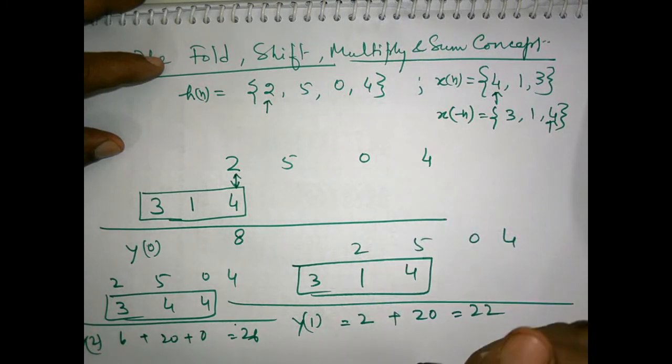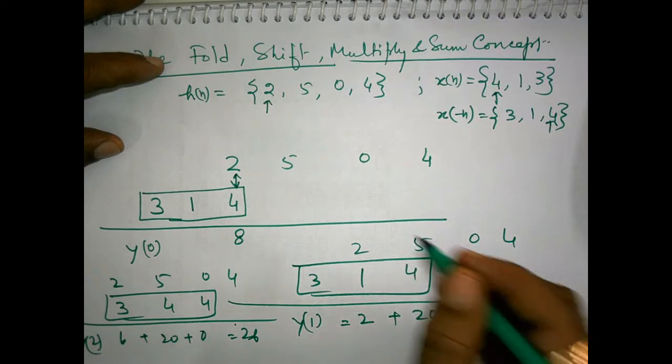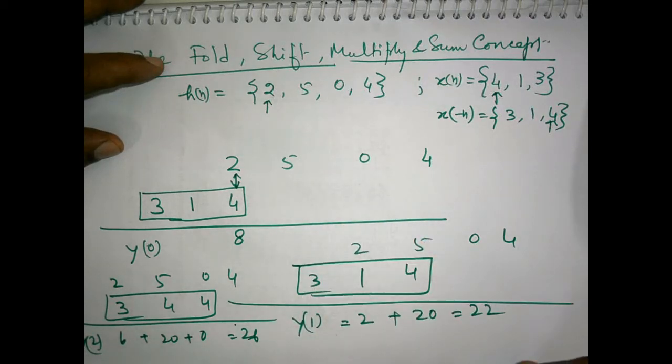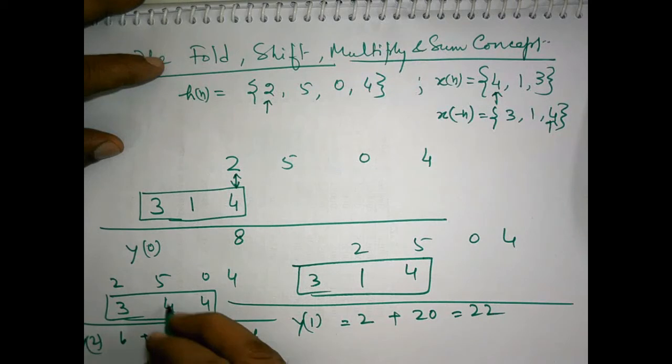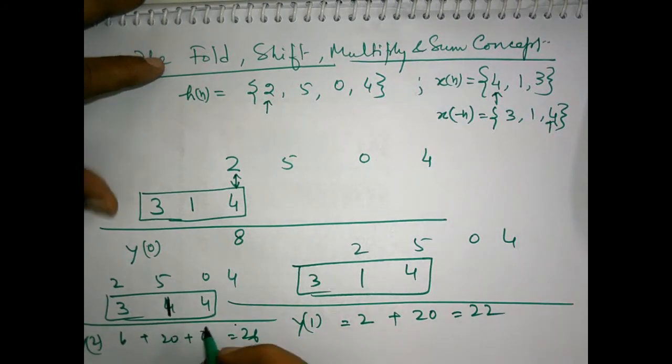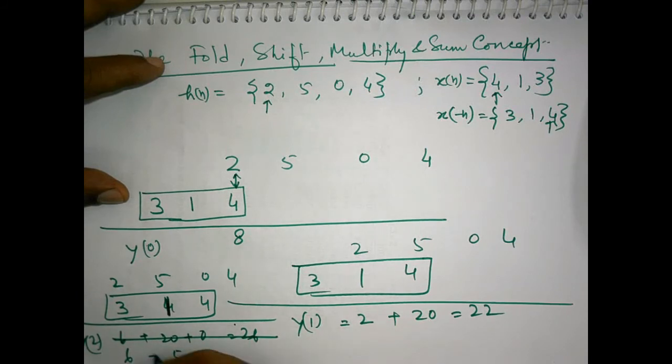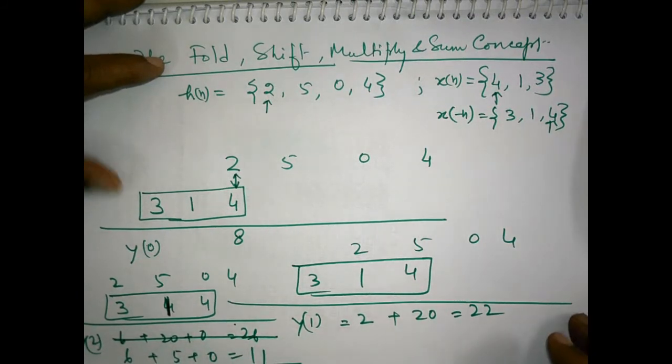Not 26 but something else. Okay, you may check where. Okay, I have folded it in wrong way. 3, 1, 4. Okay, so this will be 6, 5 and 0. This will be 11. This is the correct result.